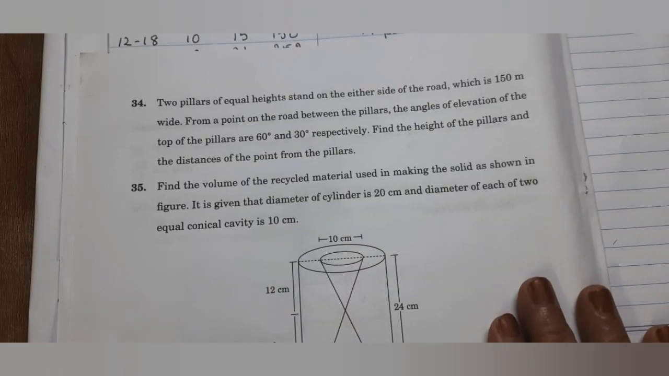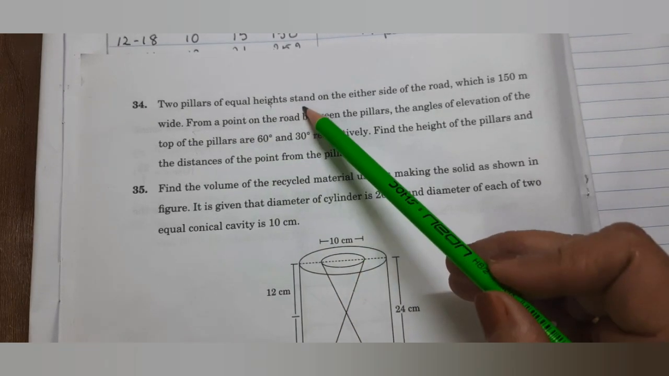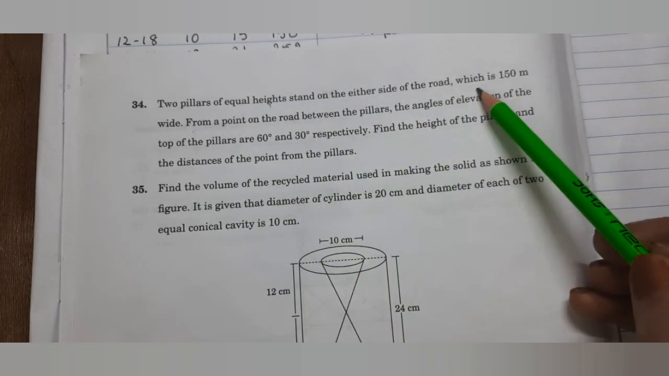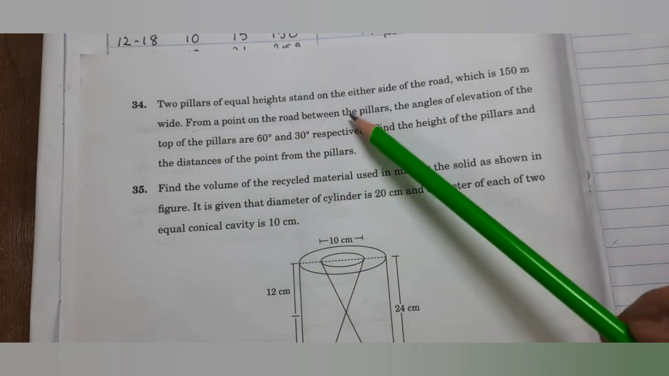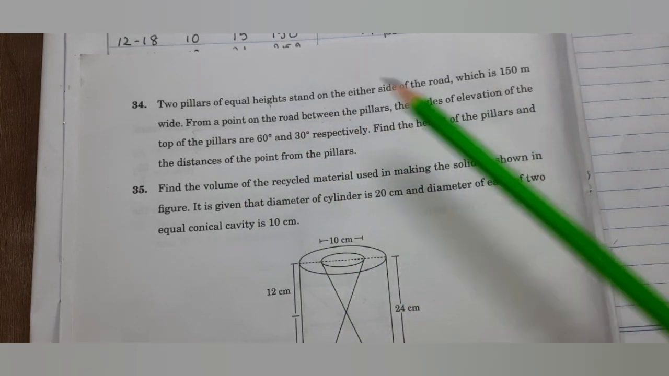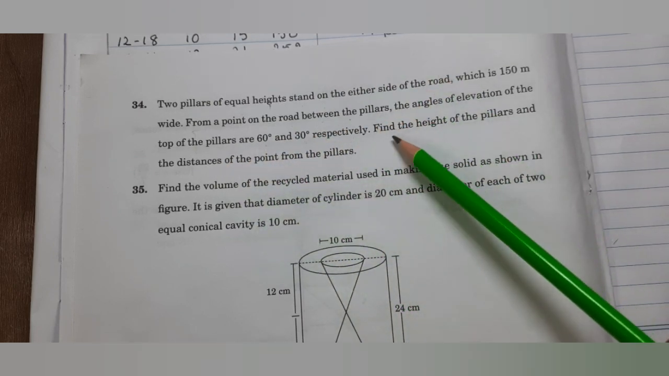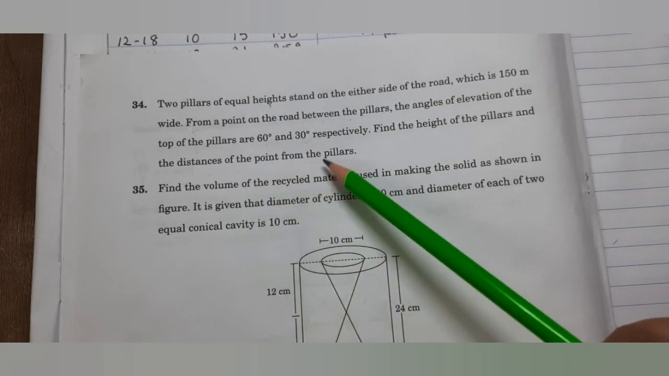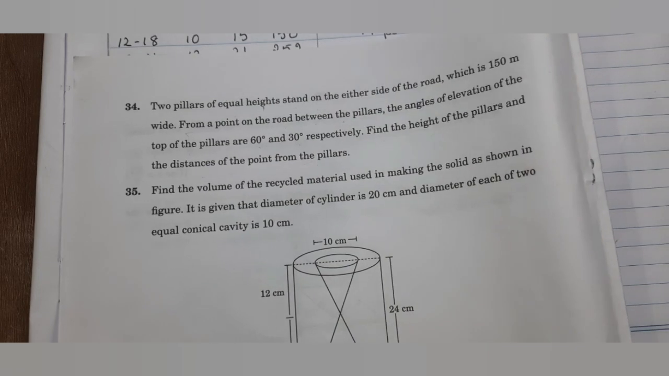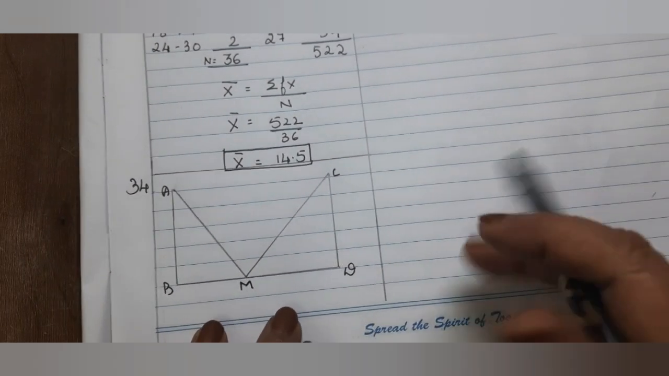34th question. Two pillars of equal height stand on either side of the road, which is 150 meters wide. From a point on the road between the pillars, the angles of elevation of the top of the pillars are 60 and 30 respectively. Find the height of the pillars and distance of the point from the pillars. This is similar to the textbook sum from NCERT, where 80 centimeter is given there. Here, I have drawn this one.